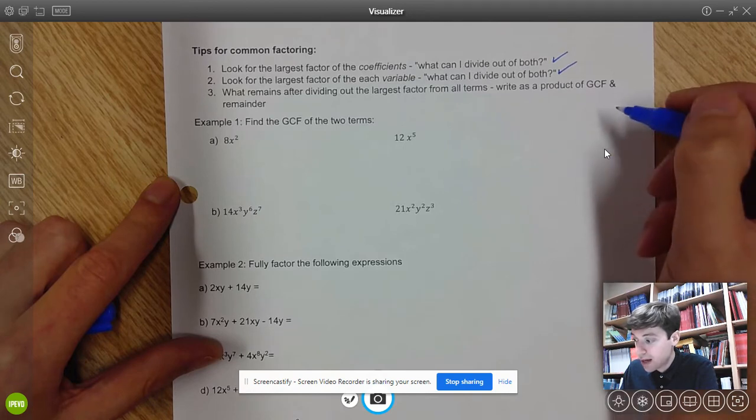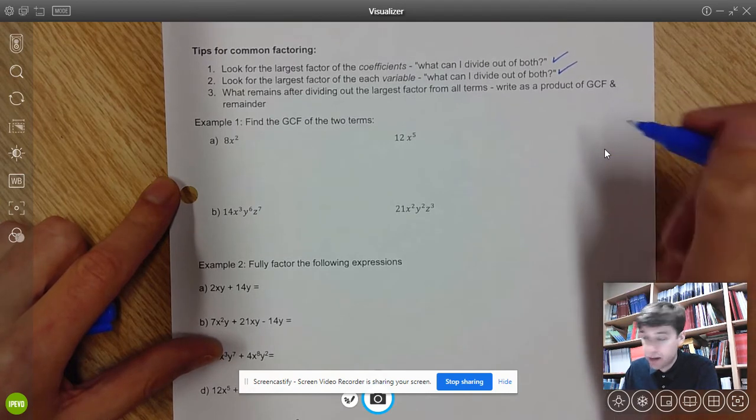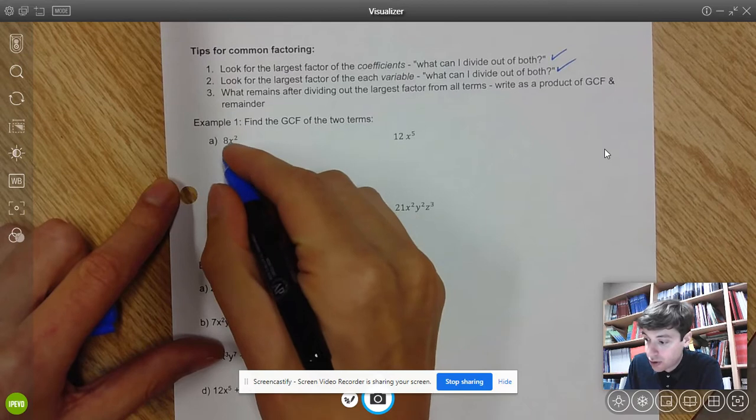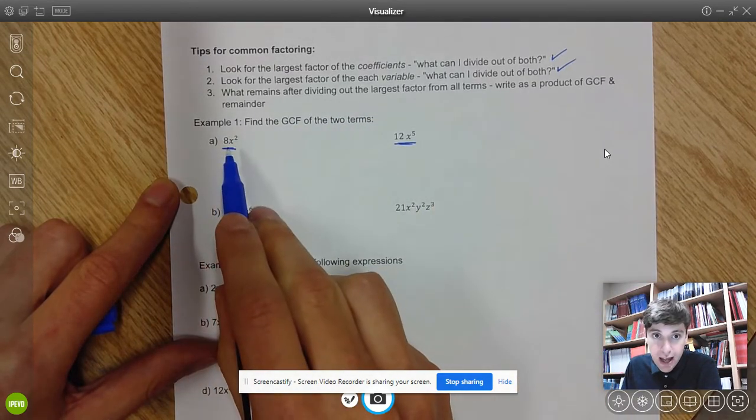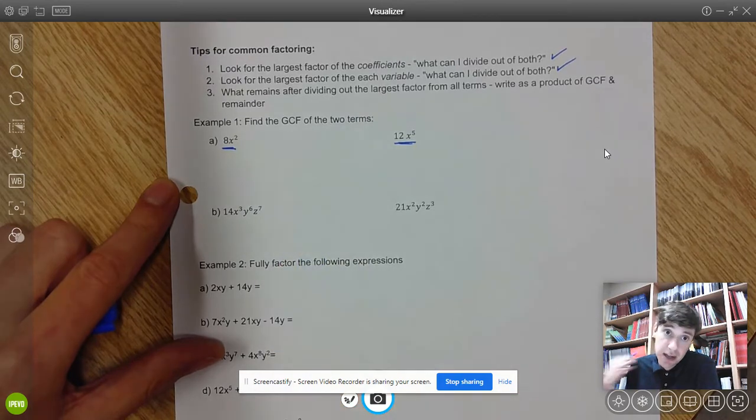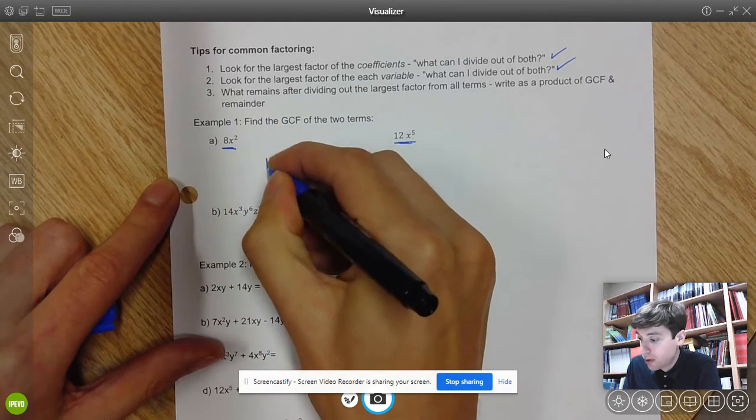And then whatever remains, that's my greatest common factor. So in this first example, I've got two terms. I have 8x squared and 12x to the 5. Well, what do 8 and 12 share? What's the biggest number that divides into both? So that's going to be 4.